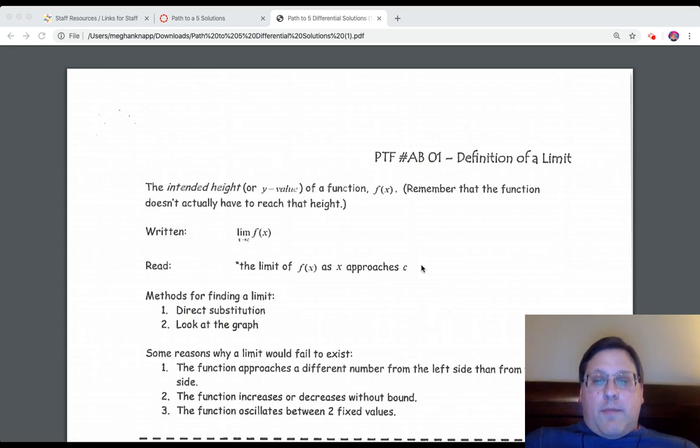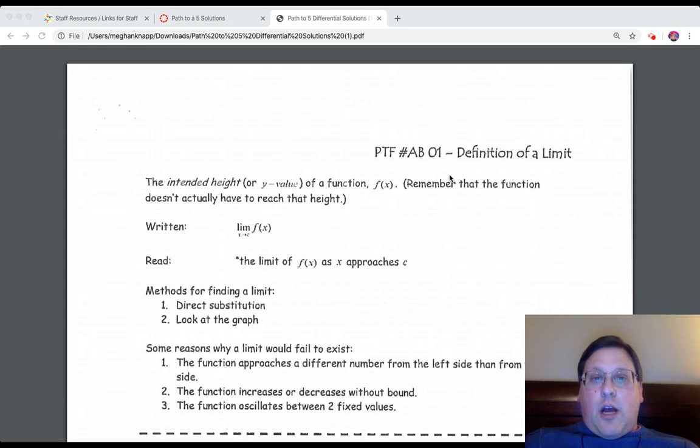Hello. I know that sometimes just seeing solutions can be a little bit tricky to follow, so I thought I would make a couple of videos, see if I could help you guys out. These are some of the solutions from the Path to a 5 packet. In this video, I'm going to talk about some of the limit things.